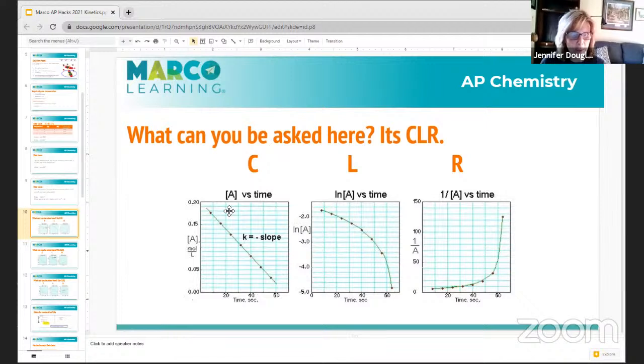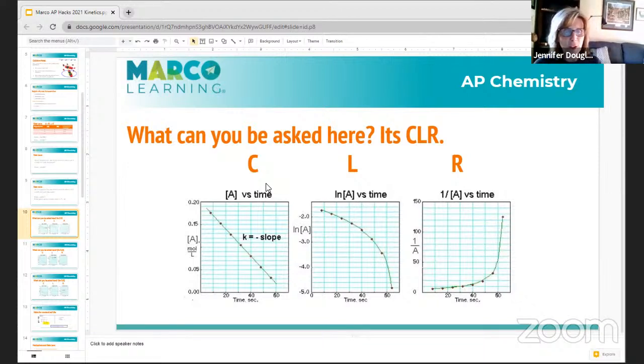So you collect all that data, and then you come in here and you make 3 graphs. You graph the concentration of A versus time, and then you calculate the natural log of A and graph that versus time. And then you calculate the reciprocal of A and graph that versus time. So you're only collecting the data for the concentration of A, but then you're just mathematically calculating natural log and reciprocal. And you graph all 3 of those versus time.